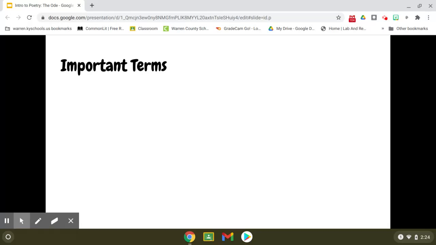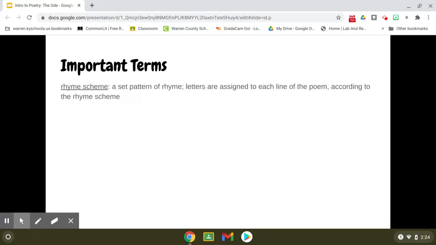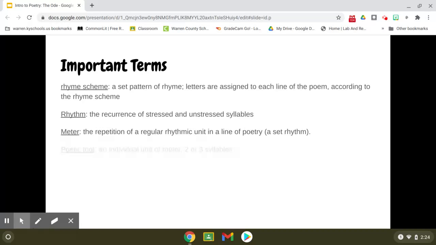Some important terms to remember about odes are rhyme scheme. Remember, a rhyme scheme is a set pattern of rhyme. Letters are assigned to each line of the poem according to the rhyme scheme. Rhythm: this is the recurrence of stressed and unstressed syllables that creates a sort of beat to the poem. Meter: this is the repetition of a regular rhythmic unit in a line of poetry. In other words, it's a set rhythm that you expect to get in each line.